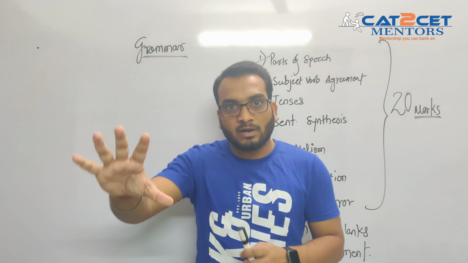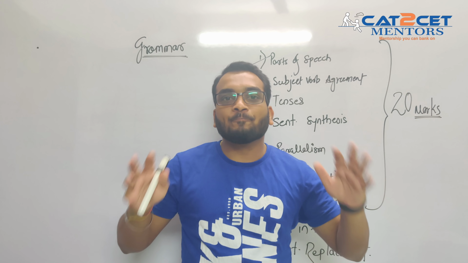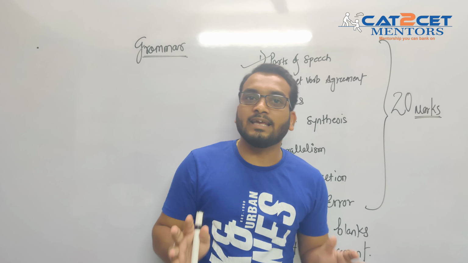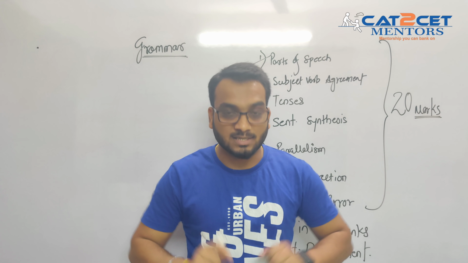Now let's come back to grammar for CET. The section is going to be for 20 marks, so you're going to get around 20 questions. Now, how do you start? I see a lot of people have created a fuss about grammar, saying grammar is a very big thing, I don't know it. Trust me, grammar is the easiest thing that you can do as far as CET verbal is concerned.